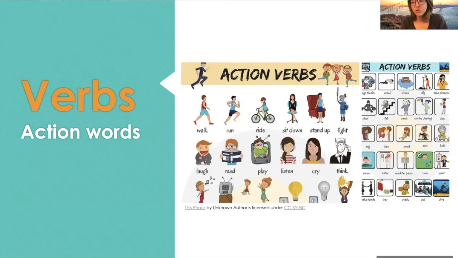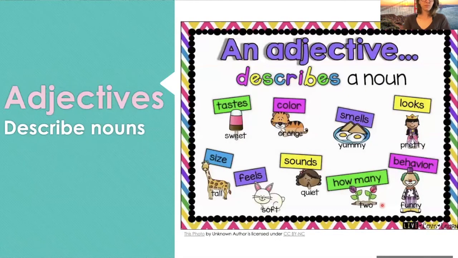Some other action words, crawling on the floor, dream. Let's see, buy, if you purchase an item, that's a verb. Adjectives are words that describe a noun. It could be a taste, a color, smell, how it looks, the size, how it feels, how it sounds, how many there are, and what it does.